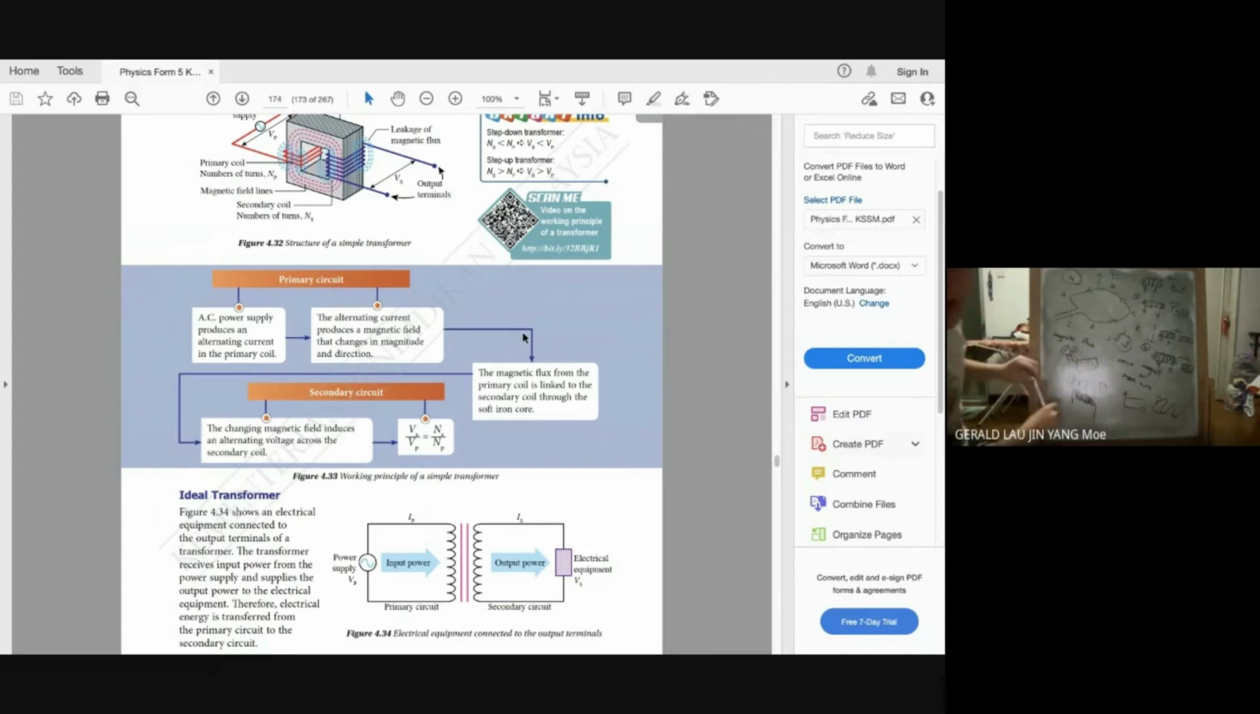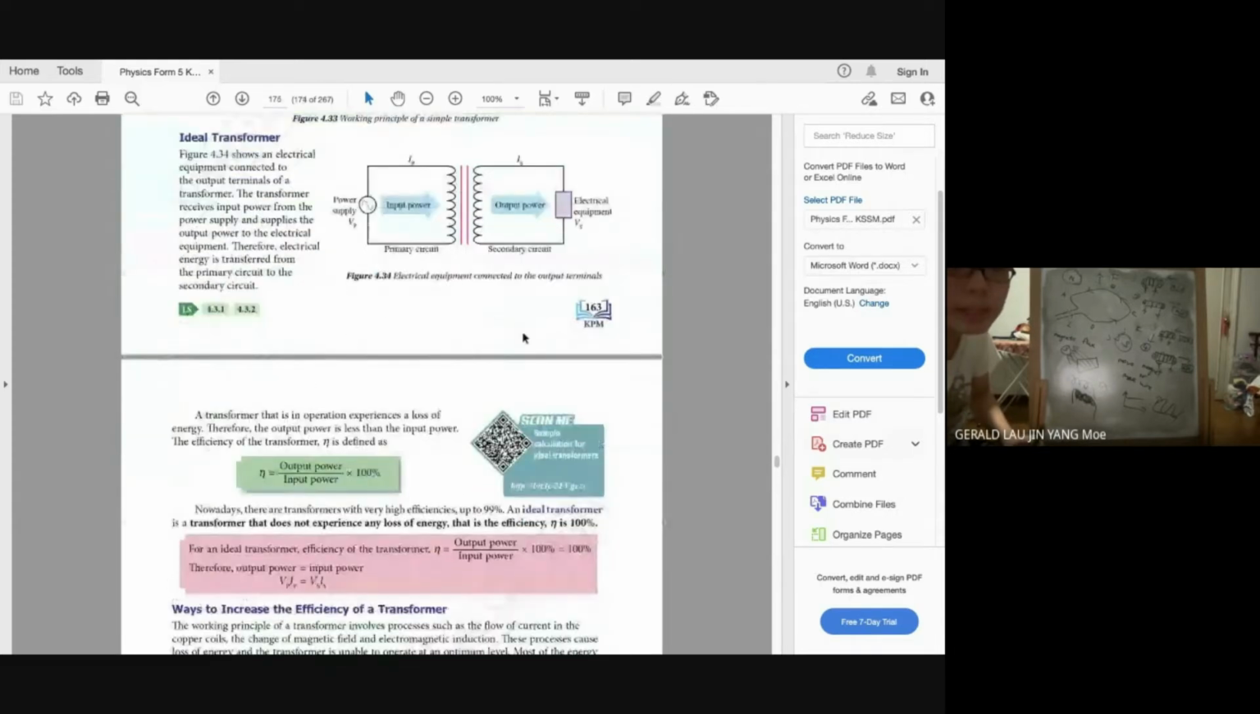Okay, so in your secondary circuit, the changing magnetic field induces an alternating voltage across the secondary coil. That's why your formula is Vs over Vp equals Ns over Np. That means because of this change of magnetic field, it will produce an induced current.